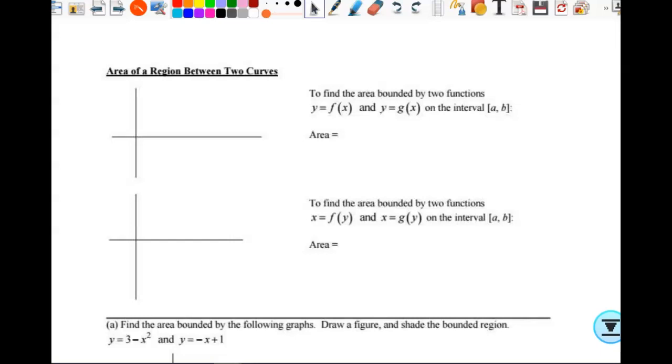Region between two curves. Focus up here, boys and girls. So we've been finding area bounded by a function and the x-axis, right? So now we're going to look at an area that's bounded between two curves.